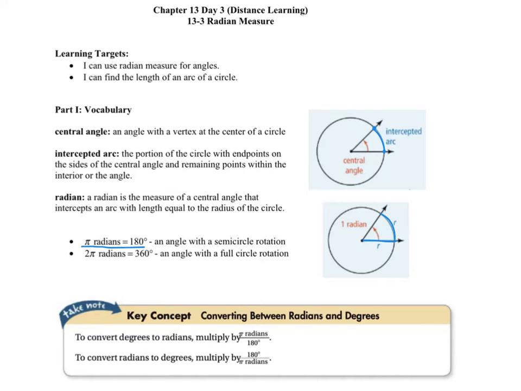So a semicircle, like the top half of the unit circle, we called it 180 degrees last week, if the initial side is 0. That's equal to pi radians. And a full circle is equal to 2 pi radians.